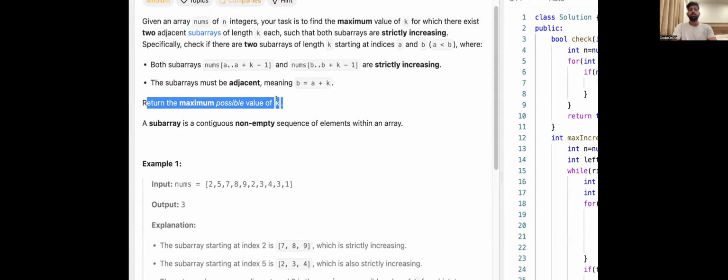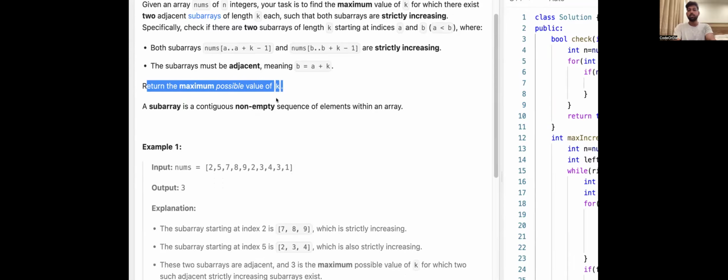So do you remember how I did the question yesterday? In yesterday's problem, we were given a k. We didn't have to find it. We were given a k, and we had to find if there exist any two adjacent subarrays such that both subarrays are increasing. And the constraints were also n is equal to 100. So what I did was just brute force.